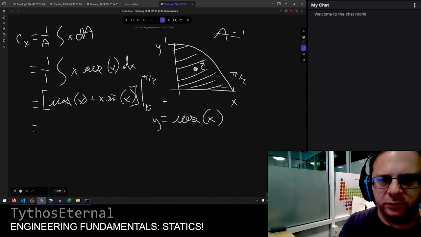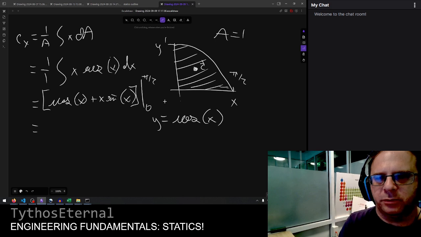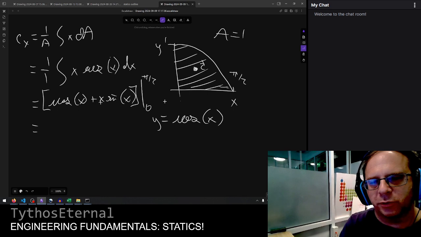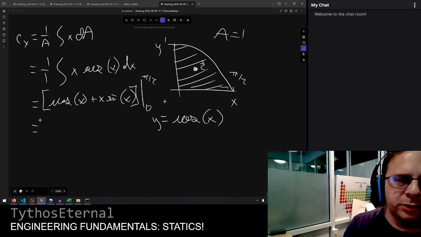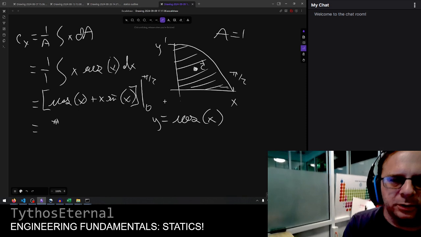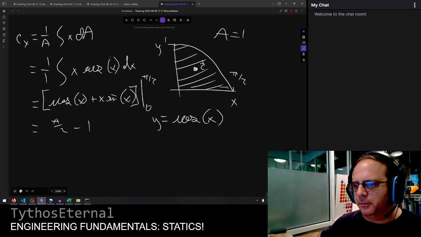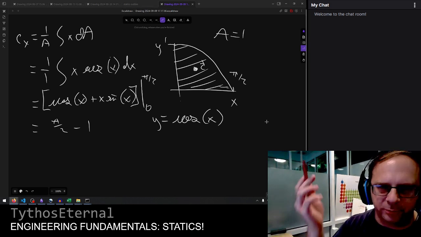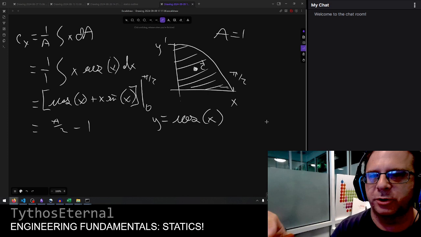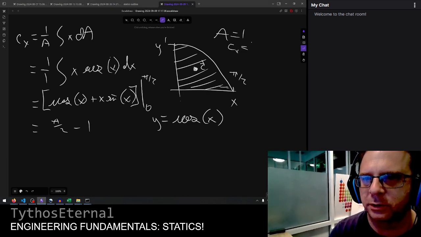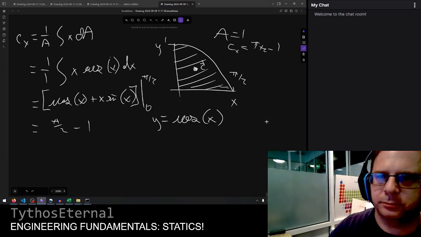You can plug and chug a bunch of these. Cosine of x at pi over 2 is 0. Pi over 2 times sine at pi over 2, which is 1, so that's pi over 2, right? Minus at 0, cosine of x is 1, so pi over 2 minus 1, and then x is 0, and 0 times whatever is 0. So you can say this is pi over 2 minus 1. But that's just the x coordinate. And believe it or not, that's the easy one, but that's mainly just a result of the geometry we've chosen here. So let's capture this over here: pi over 2 minus 1.